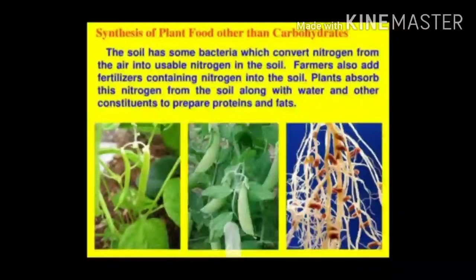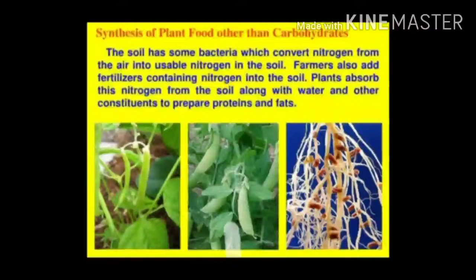So next topic is synthesis of plant food other than carbohydrates. Plants synthesize glucose through photosynthesis. Glucose is the simplest carbohydrate and contains carbon, hydrogen and oxygen. Plants synthesize other food nutrients such as fats and proteins through amino acids. Proteins contain elements like nitrogen, phosphorus and sulfur. The process by which plants synthesize proteins and fats from glucose is quite complex.